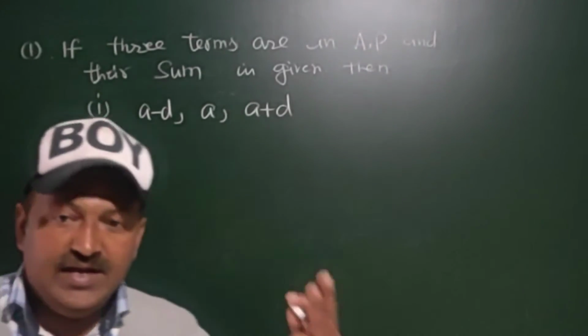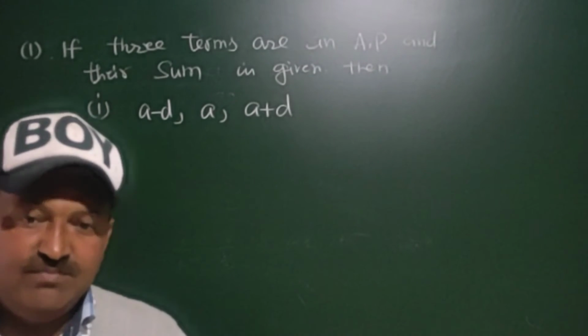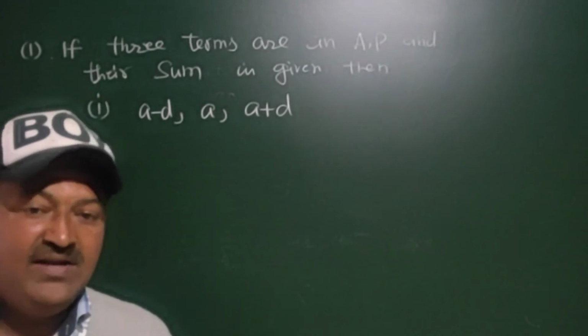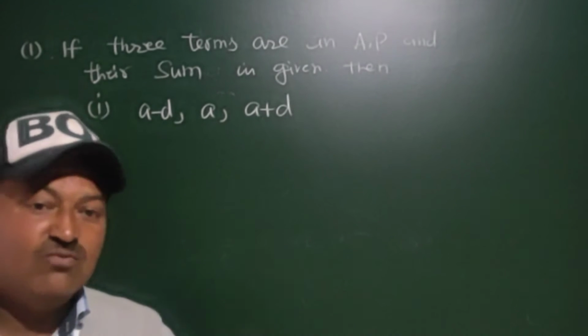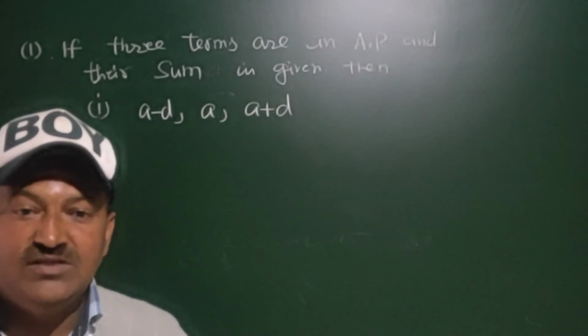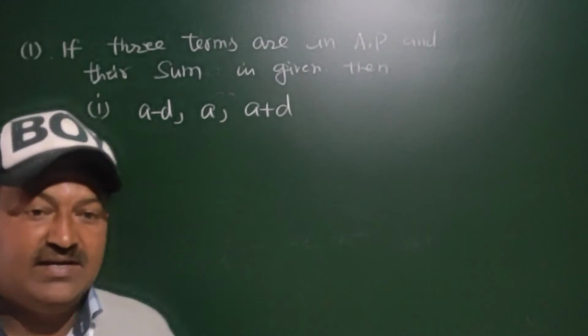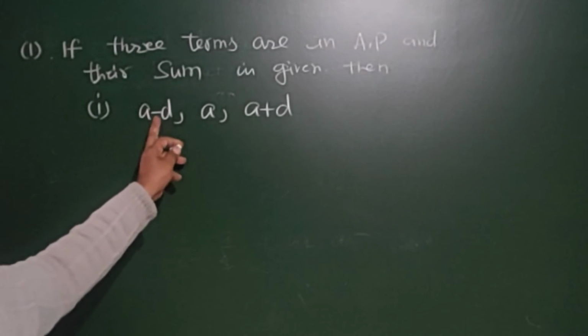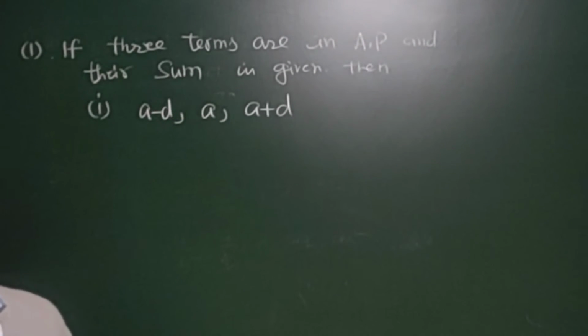If three numbers are in AP in a question, you have to find three terms which are in AP and whose sum is given in the question, then you have to take these three terms as A minus D, A and A plus D. Let these be the three terms in AP whose sum is given. And in case of GP, the product is given.